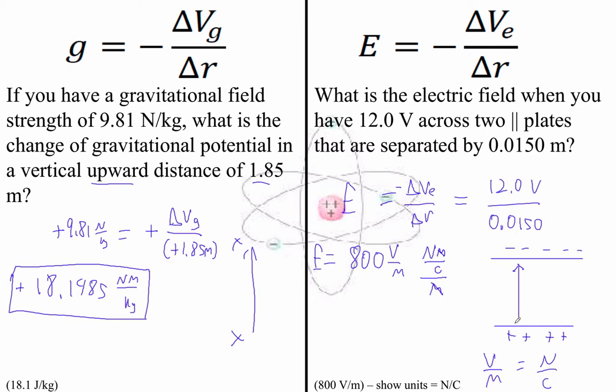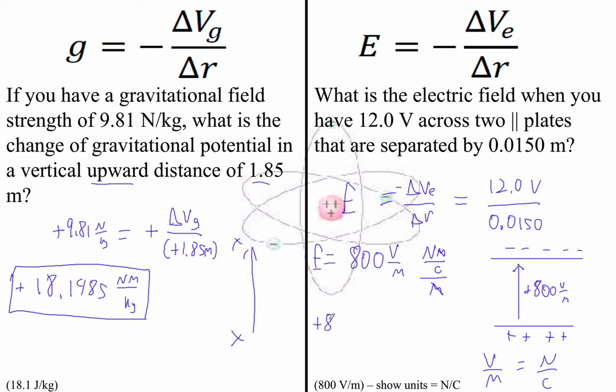Now, if I take a charge and move it from here to here, let's say this is 800 volts per meter, and I move some charge across there, its potential becomes negative. So the change in potential is going to be a negative change in potential, yet my electric field is positive because it's upward. So the minus sign is there to make it so that the change in potential is actually negative.